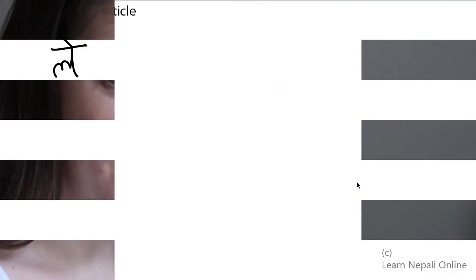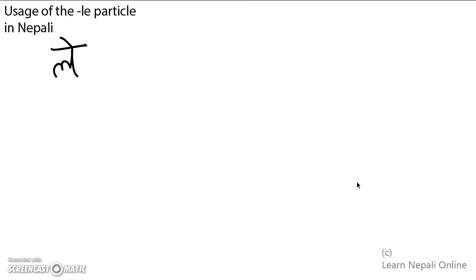So today will be a very grammatical lesson. We will focus on the usage of the le particle in Nepali. In Nagari it's written like this. So the le particle is something that you attach to a noun in a sentence. In more specific terms, to a subject of a sentence.